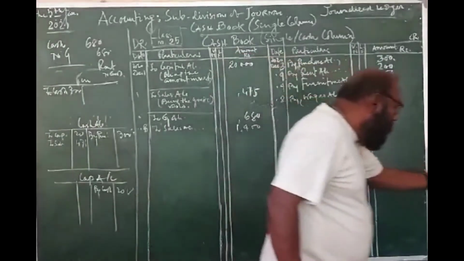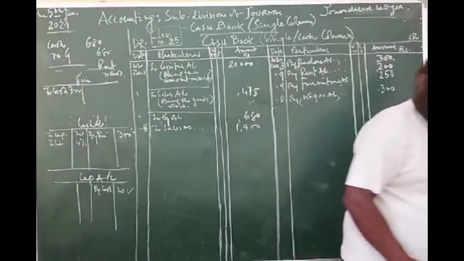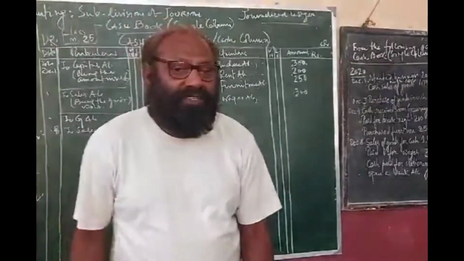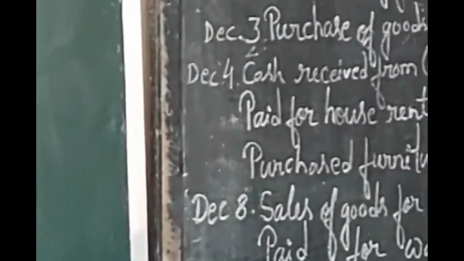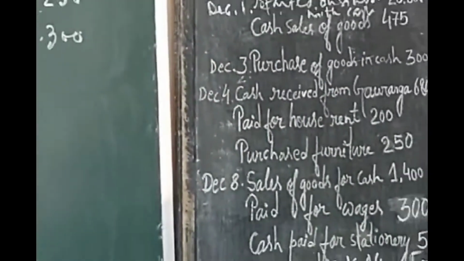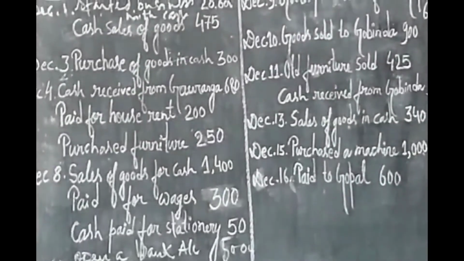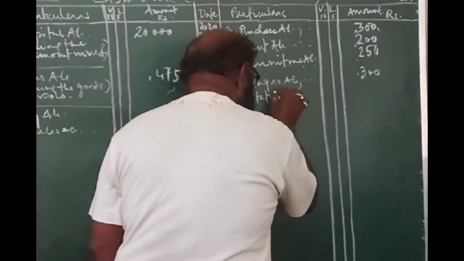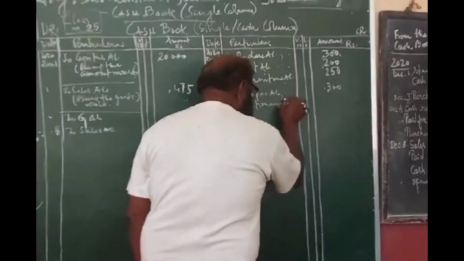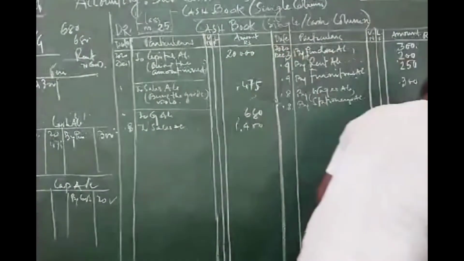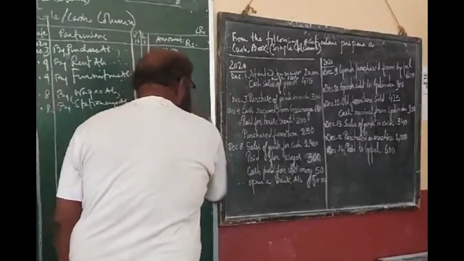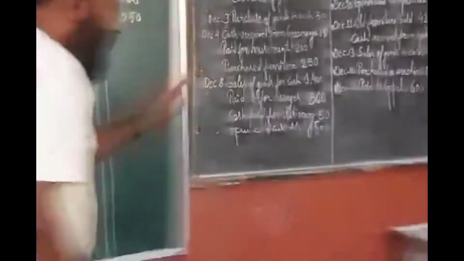Now next one, cash paid for stationery. So you have purchased stationery. Stationery account debit to cash. Okay. The cash account has been credited, and we should write by stationery. How much? 50. Clear.